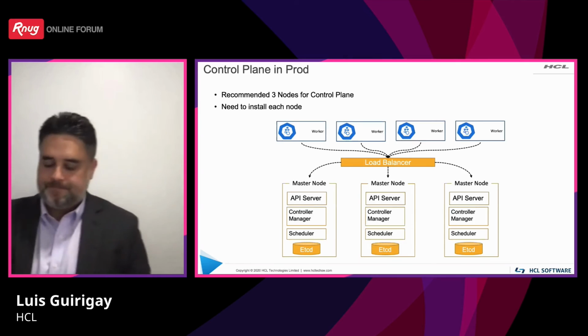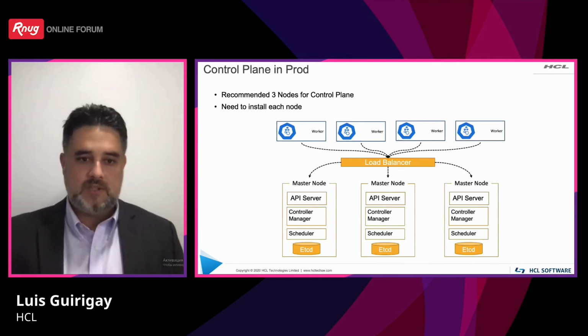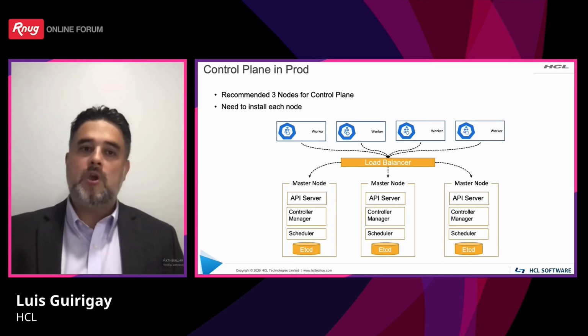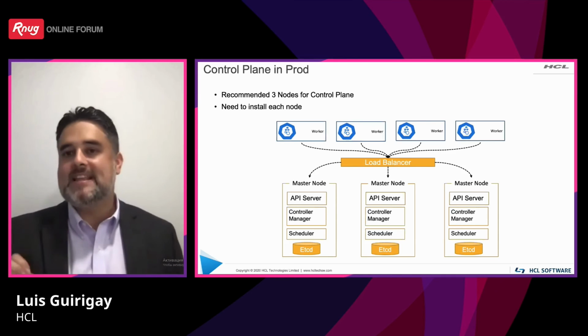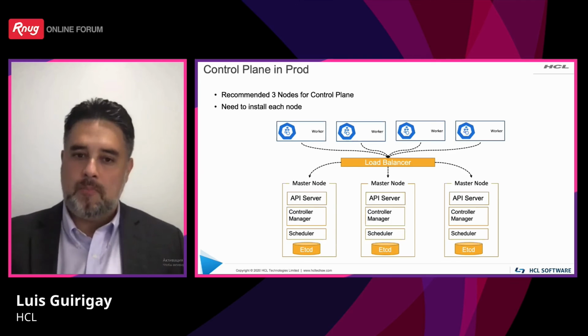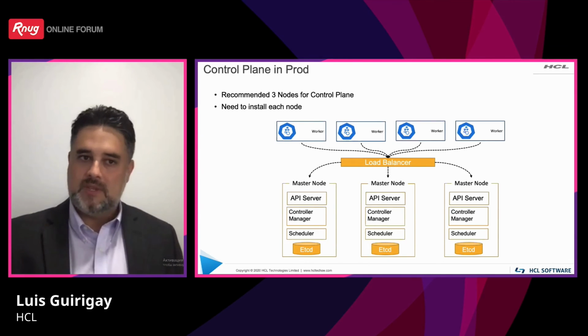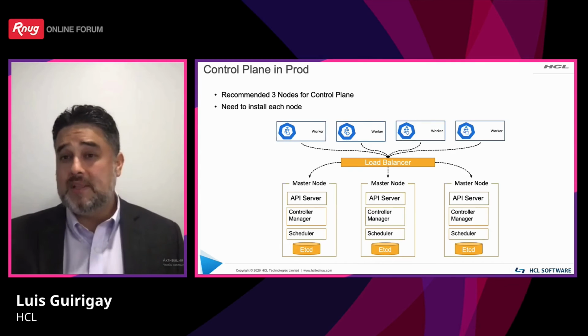Deployment options. You can deploy Kubernetes on-prem, you can deploy Kubernetes on cloud. If you deploy Kubernetes on-prem, there are a few things you need to do. Number one, you have to set up your control plane. Your control plane is at the bottom. You see 3 master nodes. 3 is kind of the recommended number.